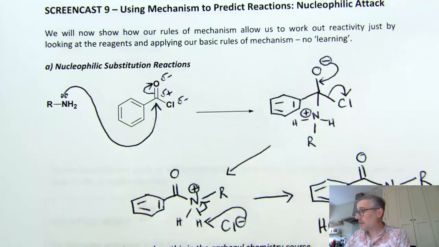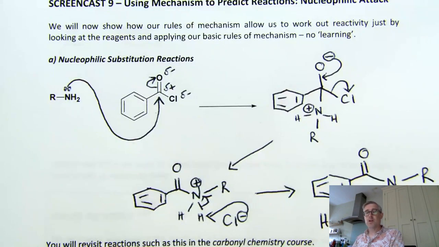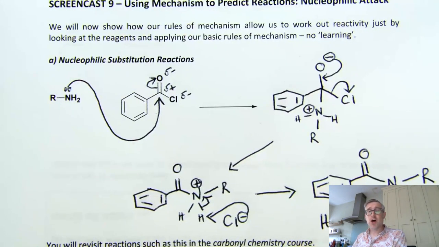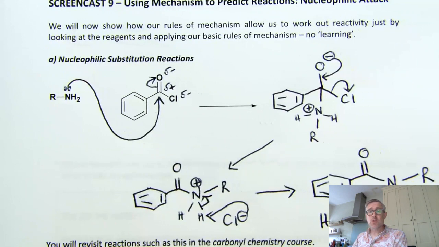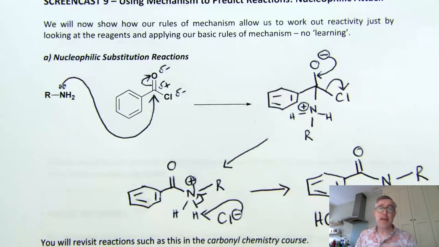And what we've done is we've made, in this case, a secondary amide. We haven't learned the reaction, we haven't learned that an amine plus an acid chloride makes an amide. It might be a reaction that you know from A level. It might be a reaction you've never seen before. But we haven't had to learn it. We've simply used curly arrows to work it out.